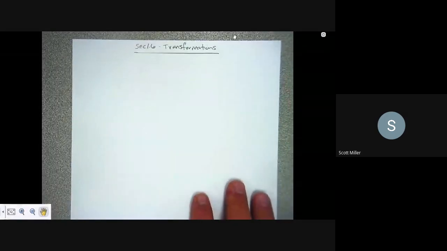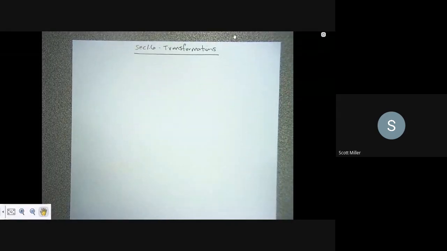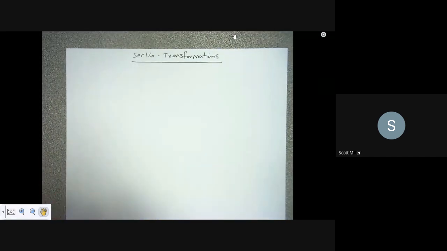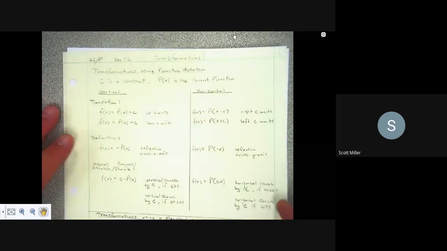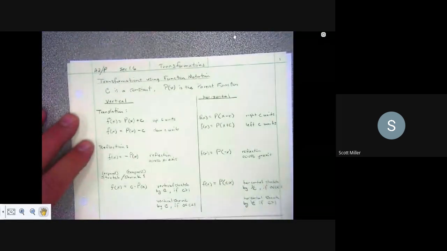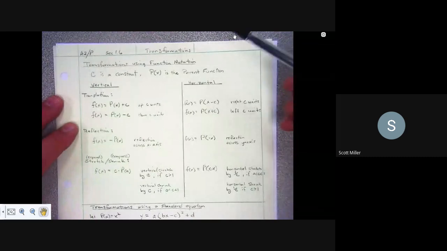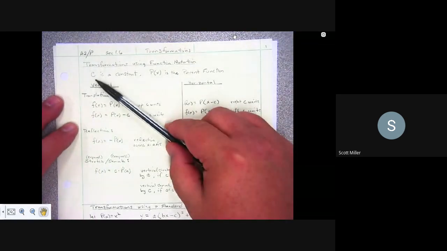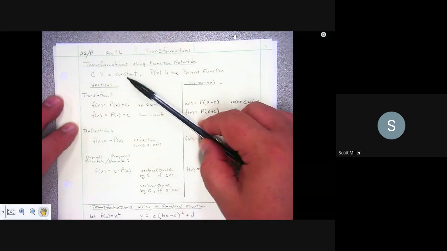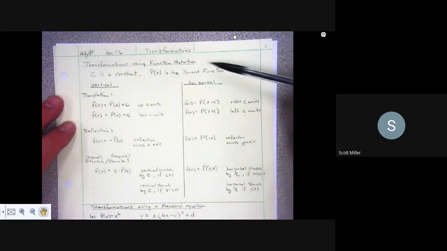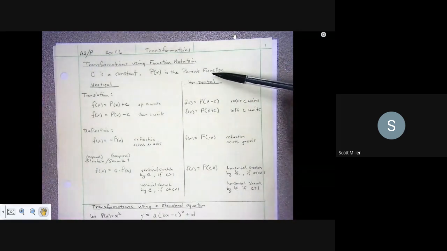Okay, so today we're going to look at transformations on functions. I'm going to show you my set of notes that I have for this, and I want to point out a couple things. First off, in my notation that we see here, the letter C represents the constant, just any kind of number. P of X represents the parent function. And if we look at this, I want you to see these transformations in a couple of different ways.